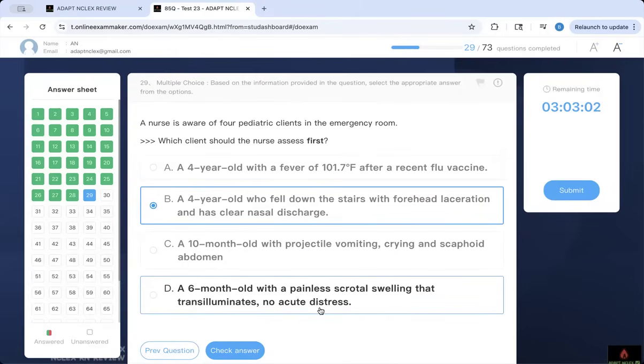You have a scrotum that is swollen, and you can transilluminate light through, that is what? Hydrocele. And if I give you flu, you're going to have fever. Don't worry.